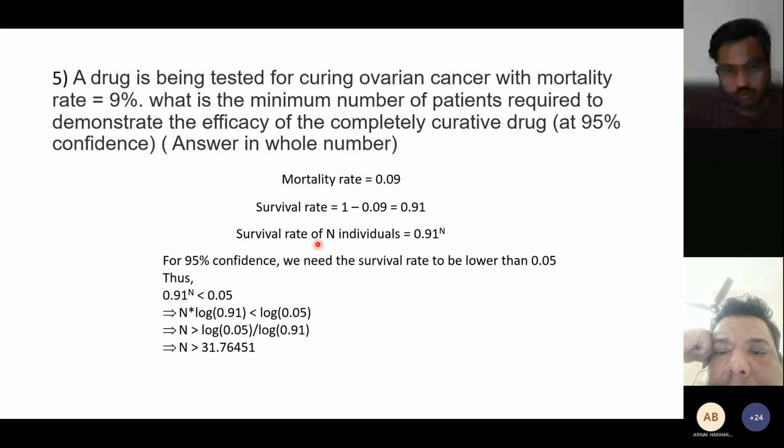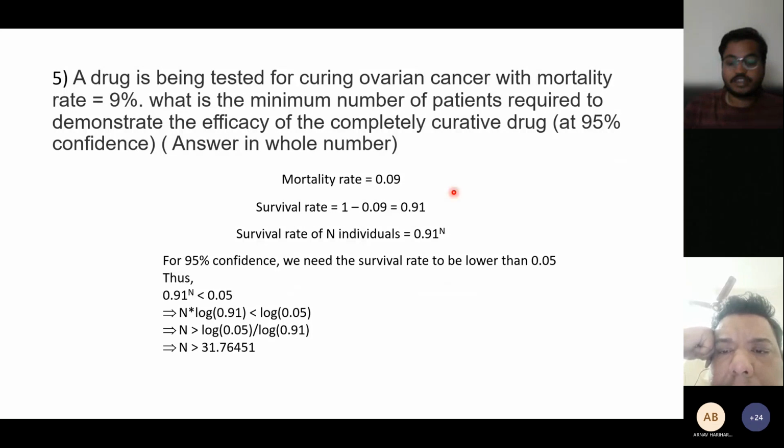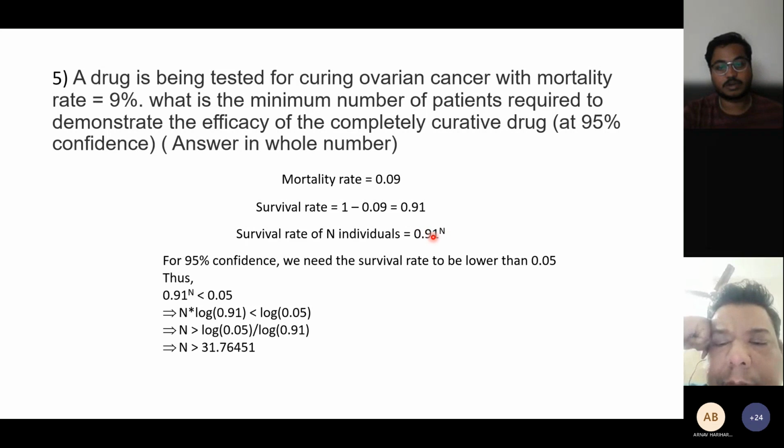So we know if someone gets the disease, there's a 9% chance that they will die. So the chance that they will survive is 0.91. And if we have n number of individuals, the survival rate of all of those individuals is 0.91 into 0.91 into 0.91 n times, which is 0.91 to the power n. This part you understand, right? Yes, sir.